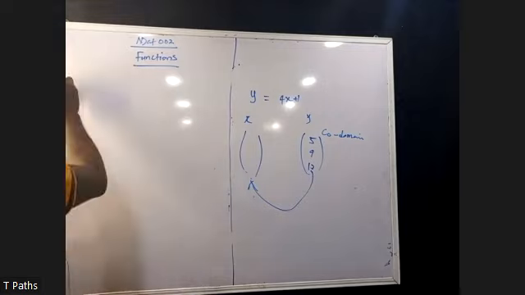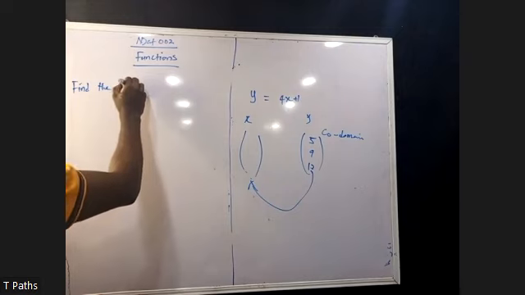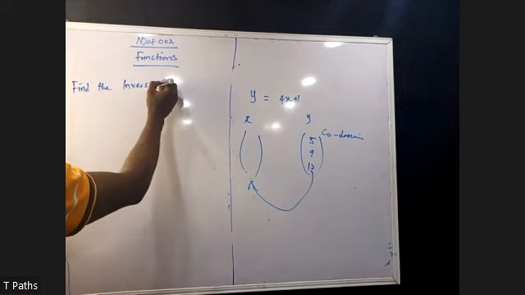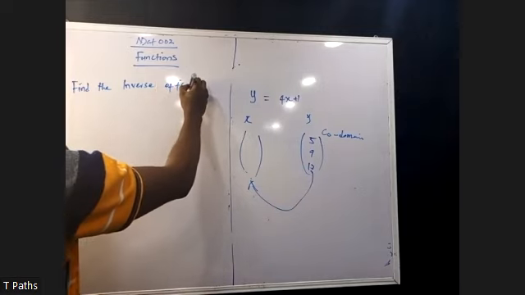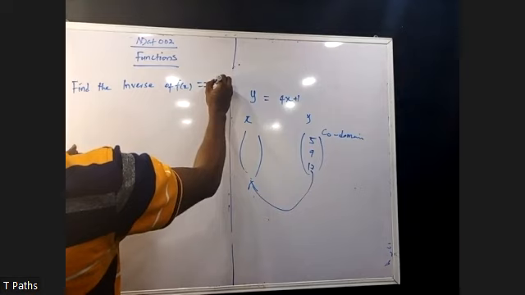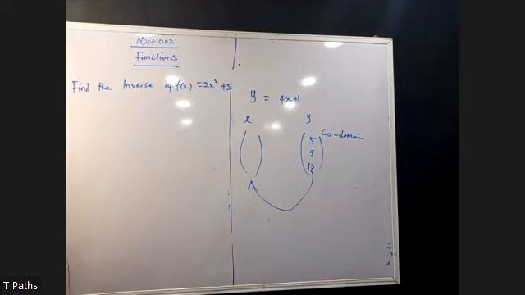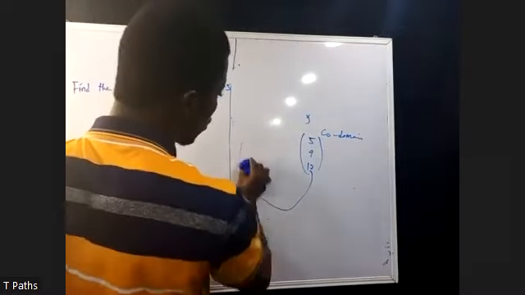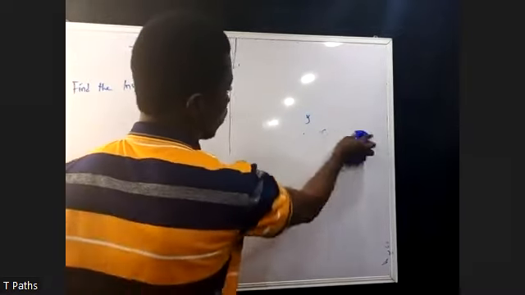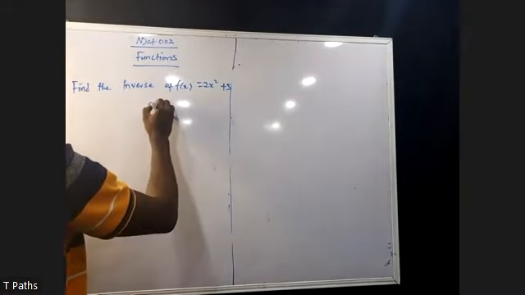So number 1, find the inverse of f of x is equal to 2x squared plus 5. Look at this. They say we should find the inverse of 2x squared plus 5. So in the actual sense, what we are doing, we are moving from the codomain to the domain. So look at how I'm going to do it. So follow this step. Solution.